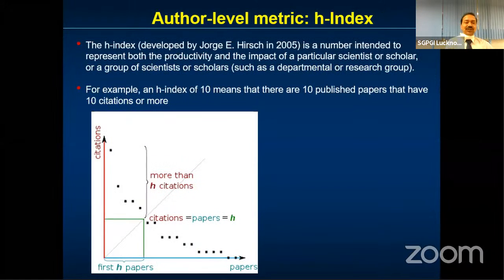Now, what is H-index? H-index is an author-level metric. I'll not go into the mathematics of the metric because it will make things cumbersome. This was developed by a fellow whose name is George E. Hirsch in 2005. So that means quite some time ago, about 15 years ago. And what is this H-index?